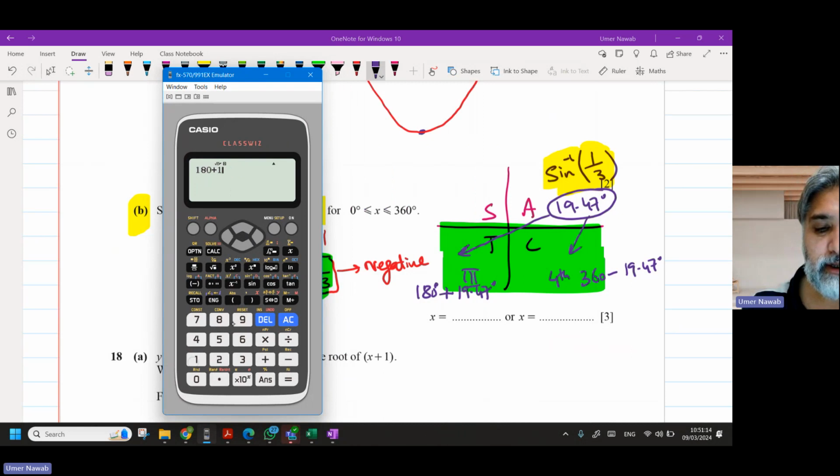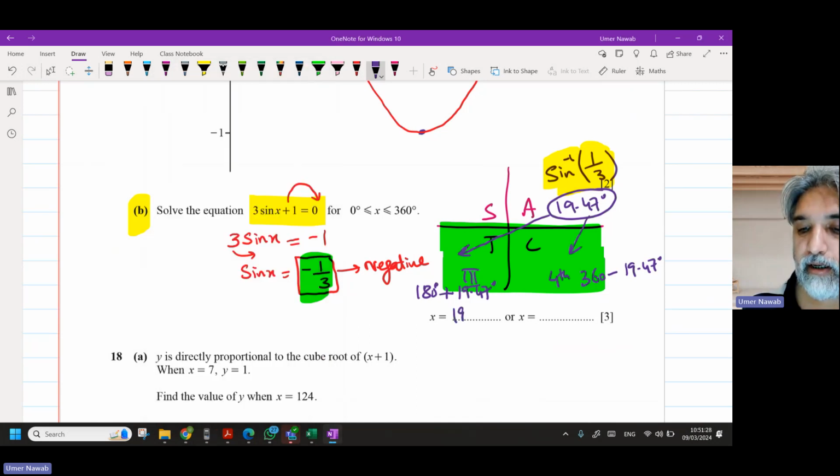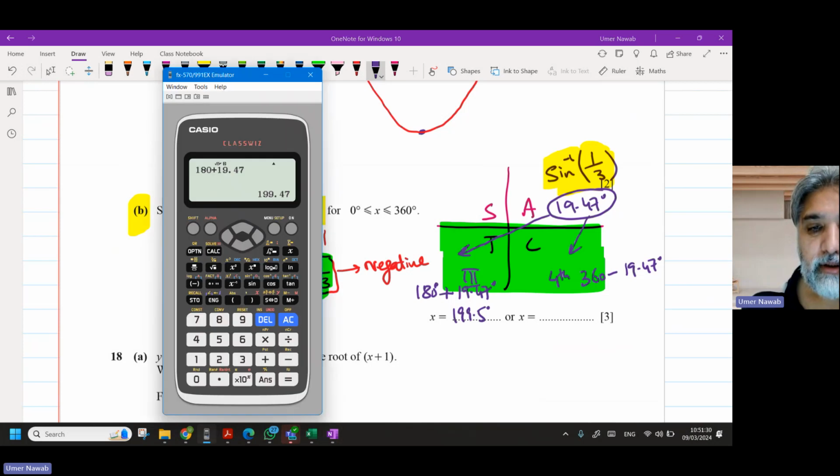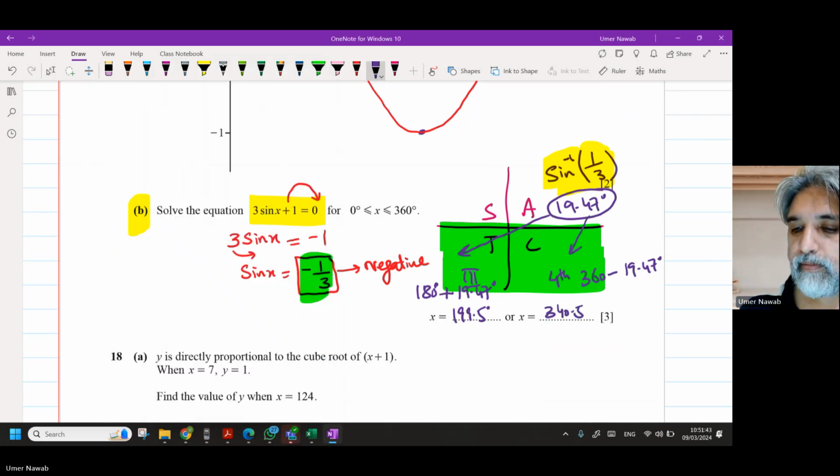180 plus 19.47 gives us 199.5. You remember I told you whenever you write the angle, it should be given in one decimal place. So 199.5 degrees. Let me find my second answer. 360 minus 19.47 gives you the answer 340.5. So 1 dp. Angle is always written to one decimal place.